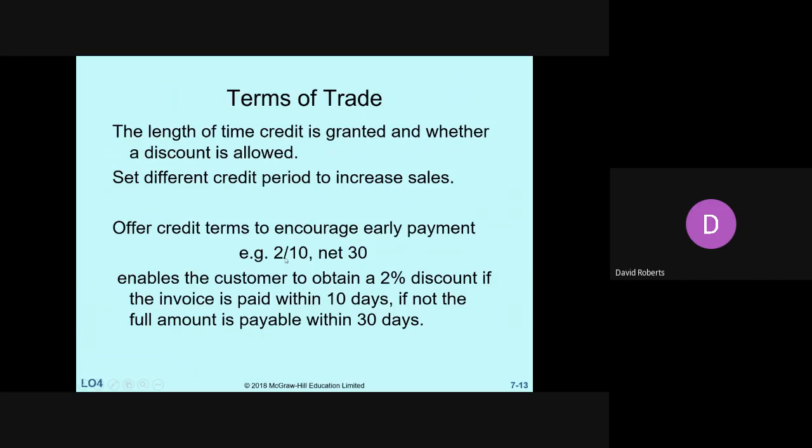2/10 means a 2% discount within 10 days. Net 30 means no discount. So if you pay from day 11 to day 30, you pay dollar for dollar. If you pay within the first 10 days, which is considered to be a cash discount, but it's really a quick pay discount, then you have a bill for $100, you pay it within the 10 days, you only have to pay $98, and the bill is considered to be completely paid off.